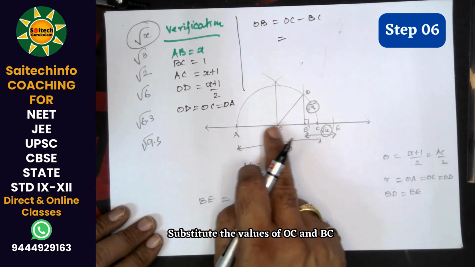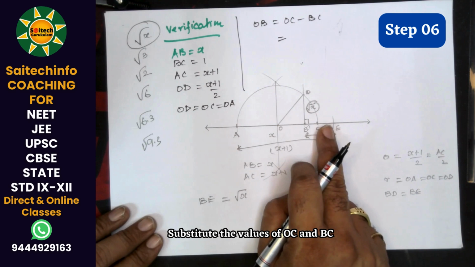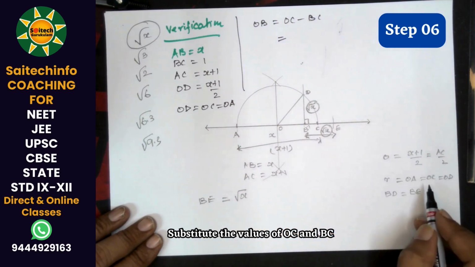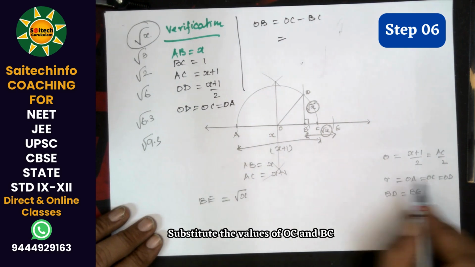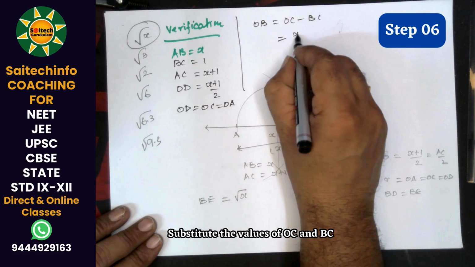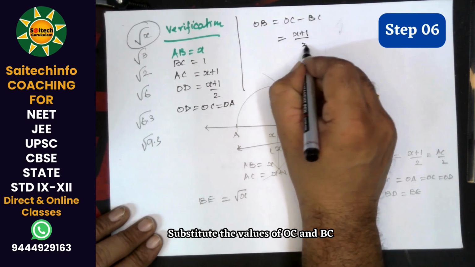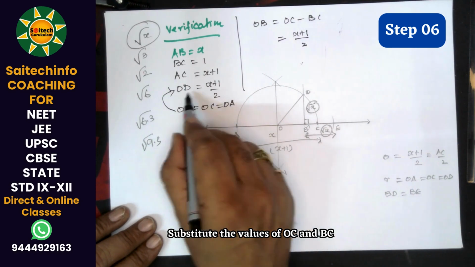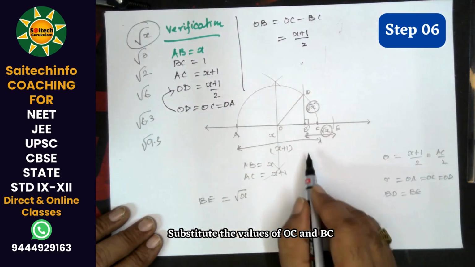What is OC? OC is X plus 1 divided by 2, because that is the midpoint. So OC is X plus 1 divided by 2. That we are given here. You can refer: OD is equal to OC is equal to OA. So OC is equal to X plus 1 divided by 2.